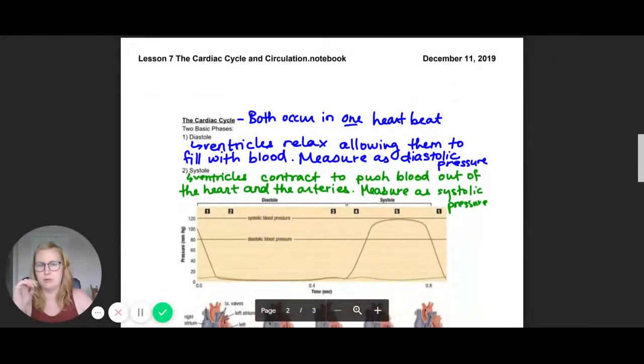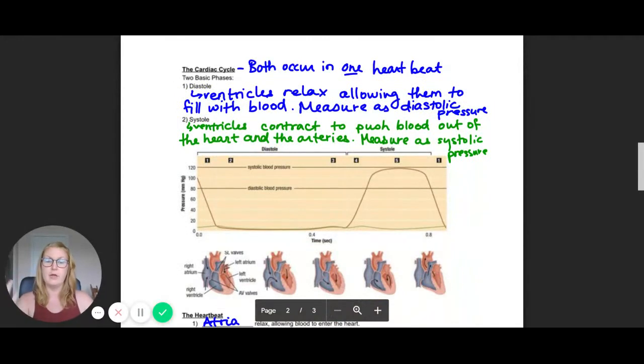We're going to move into the cardiac cycle. So what I'm talking about is the flow. As the heart is beating, what's happening within the heart.